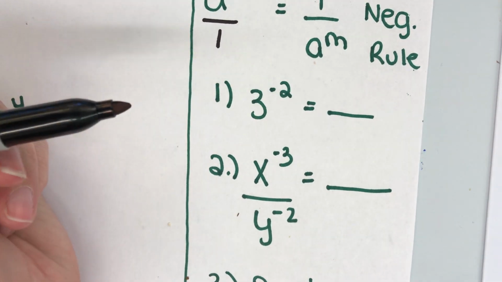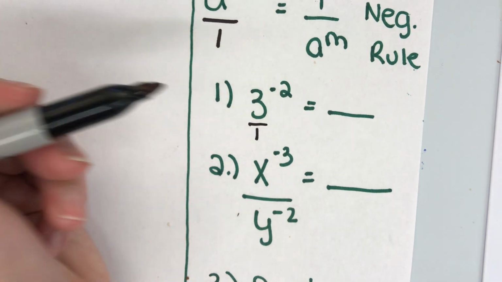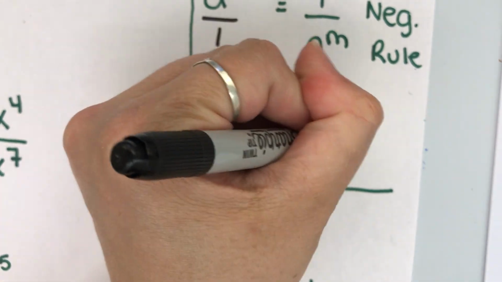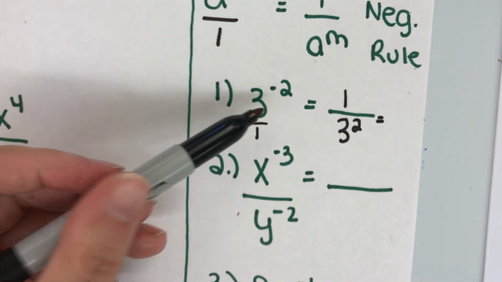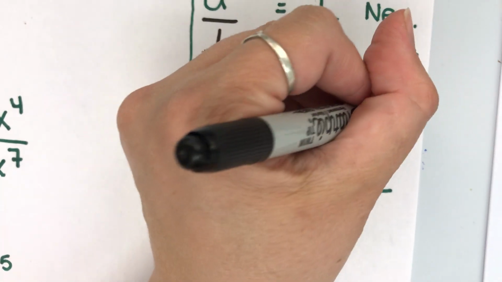If I have 3 to the negative 2, I can't have that negative exponent, so I'm going to put it over 1, and then I'm going to flip it over. The 3 to the negative 2 goes to the denominator as 3 squared, and I end up with 1 over 9.